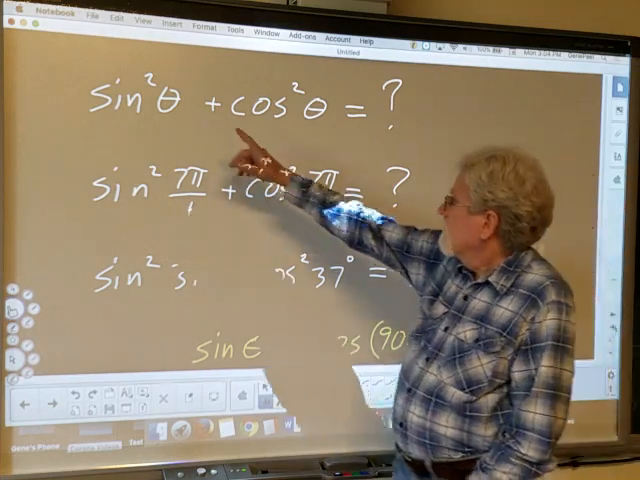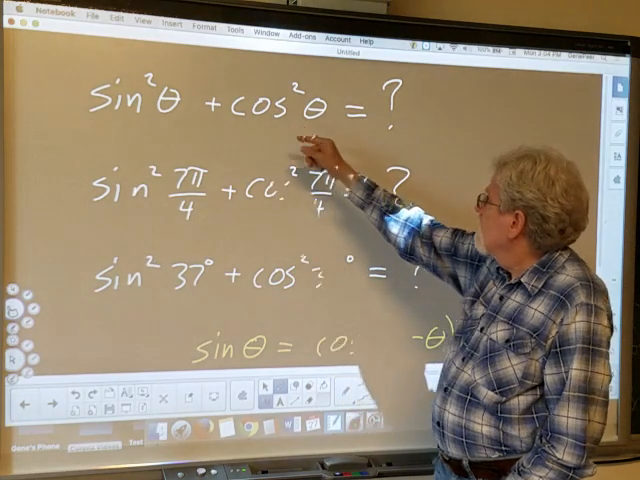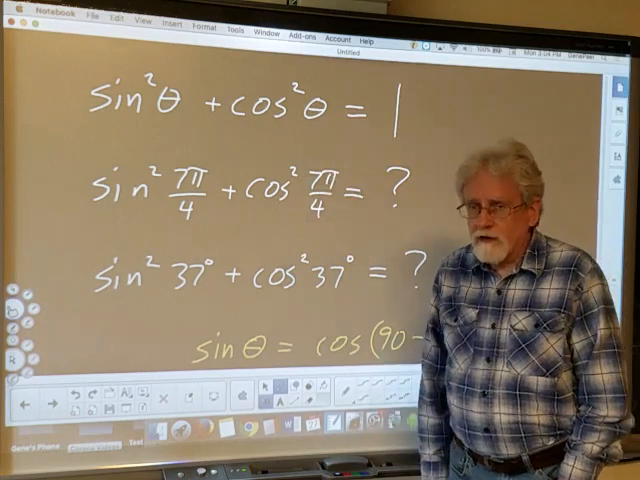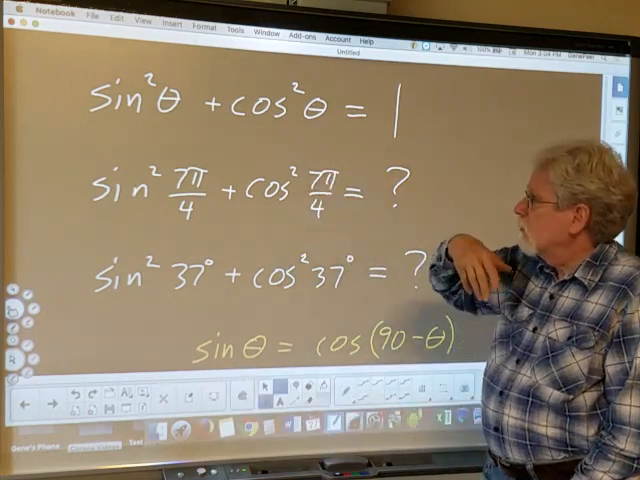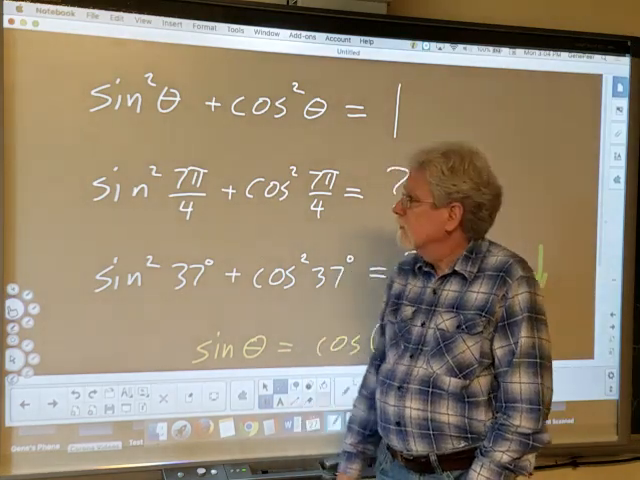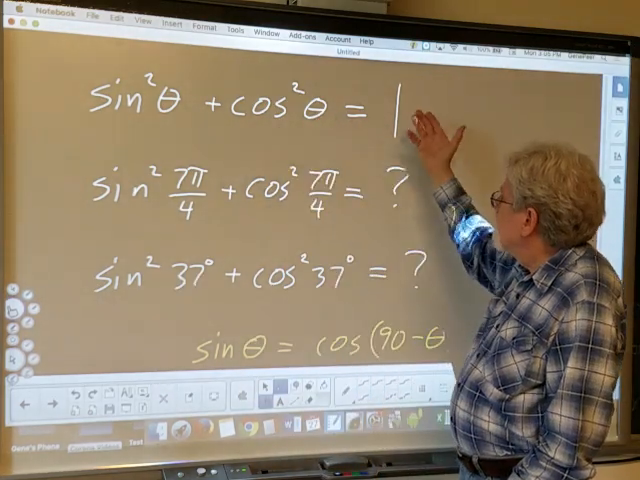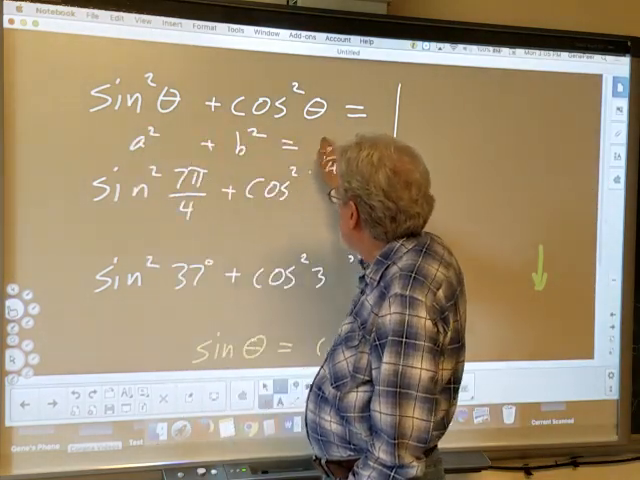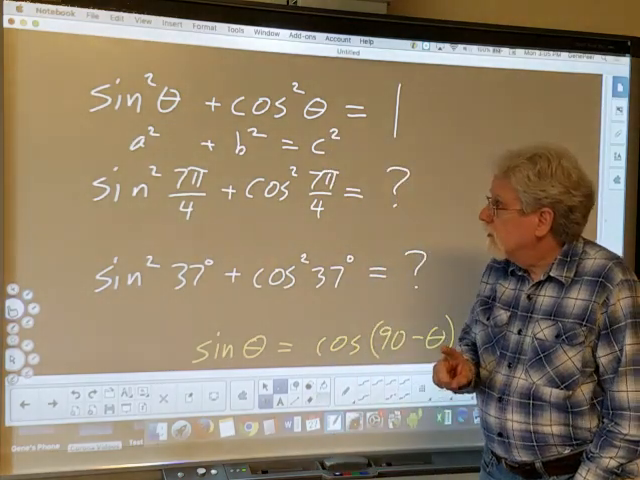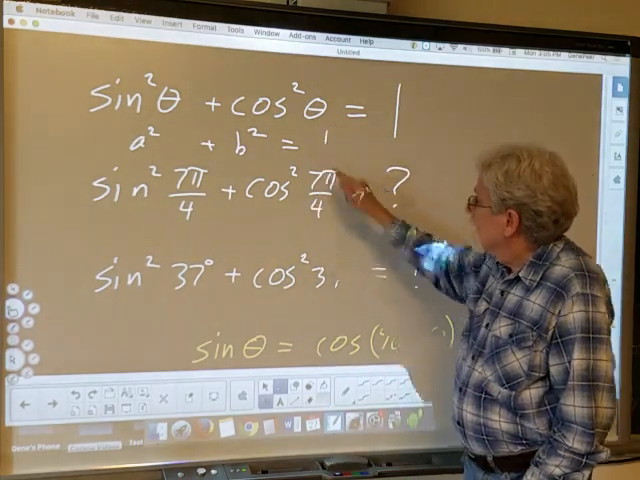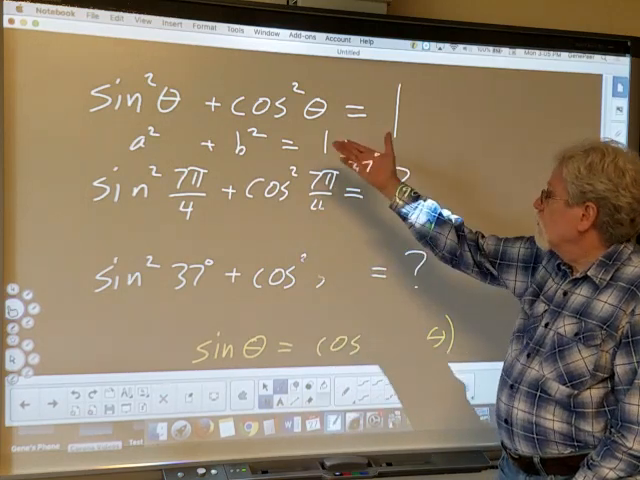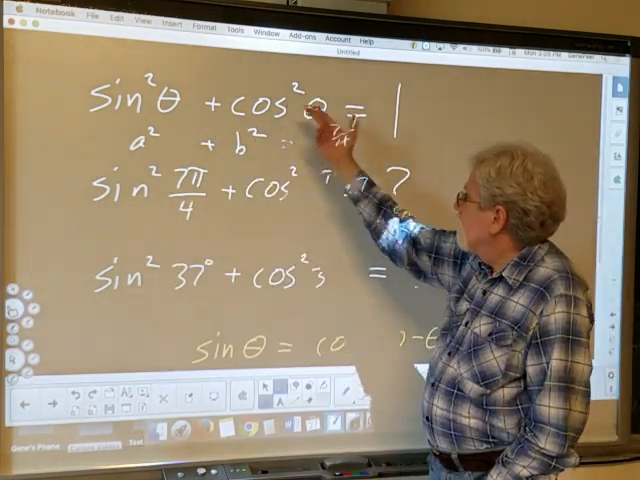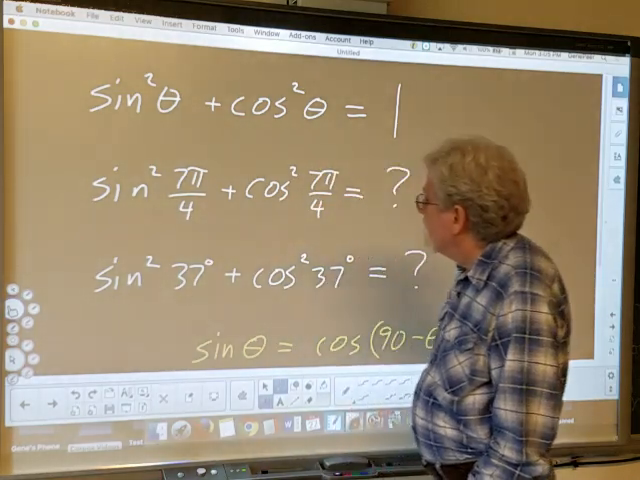For instance, sine squared plus cosine squared equals 1. Comes straight from the unit circle and the Pythagorean theorem. We went through this back in one of the earliest sections of chapter 6. The sine squared plus cosine squared equals 1. It comes from a squared plus b squared equaling c squared. And remember, in the unit circle, c is always 1. That's what it comes from. So it's easy to remember. It comes straight from a squared plus b squared equals 1. Sine squared plus cosine squared equals 1. Pretty easy one to remember.